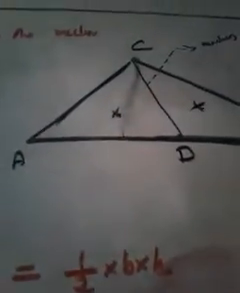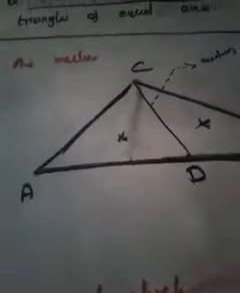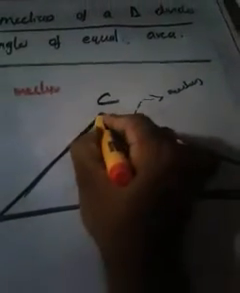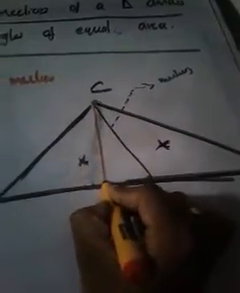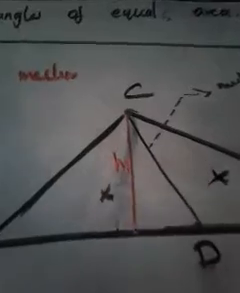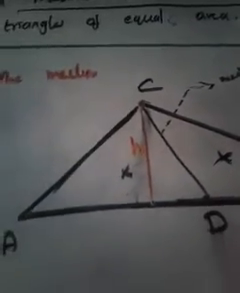AD is the base. And here, is there any height in the triangle? No. So let me draw a height of the triangle ADC. Can you draw a height like this? Let it be some h1. Can you consider that h1 as the height of the triangle ADC?